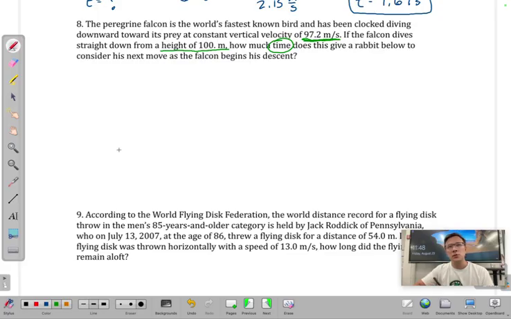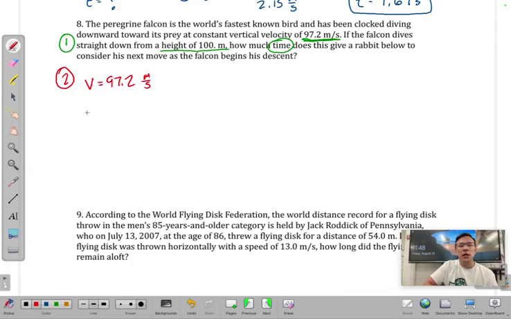Otherwise, it would be diving at an angle, and that would be a different problem. But we'll go ahead and assume that it has gone straight down. So anyway, let's go ahead and write down what we have here. We know that the velocity of the falcon is 97.2 meters per second. And the height, which is just a vertical distance, right?